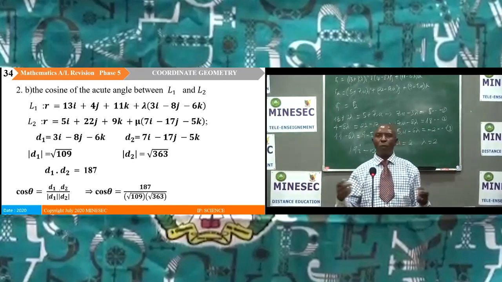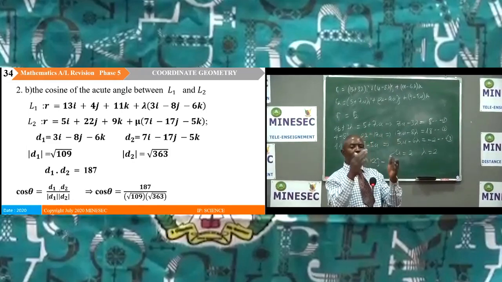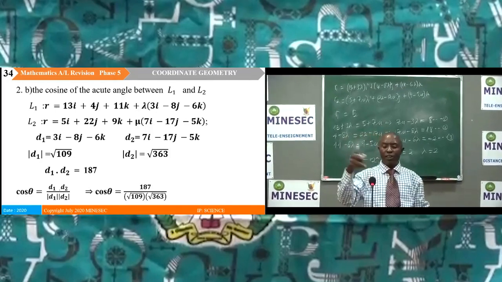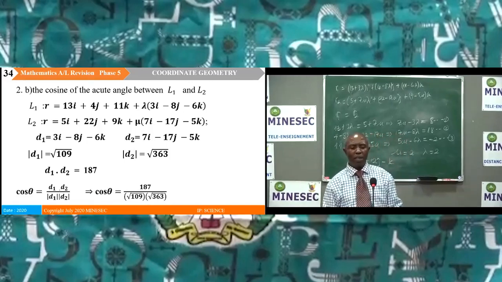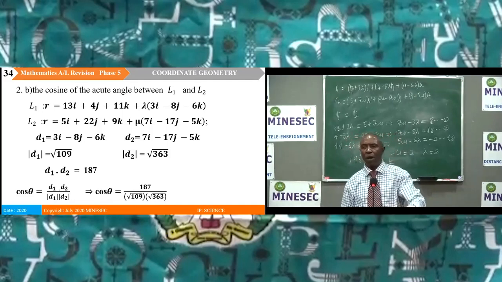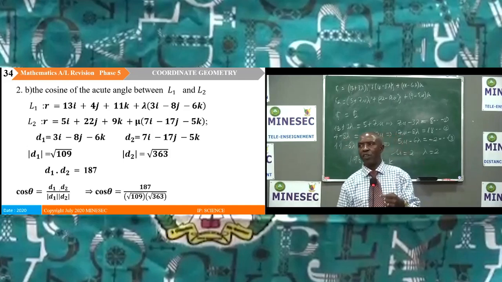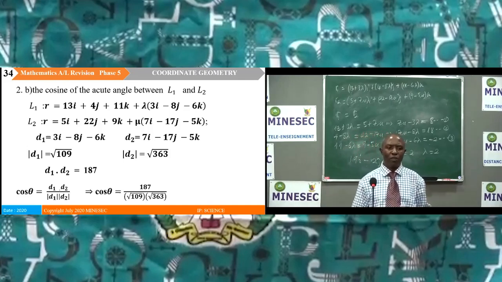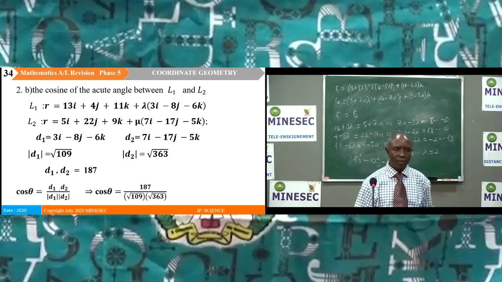Now, if you look at the dot product of the direction vectors, that is d1 and d2, and you multiply them, you end up having 187. And we now simply use our relation that the cosine of an angle is the dot product of the direction vectors divided by the product of the magnitudes of the direction vectors. And that is what you can now go back and simplify.